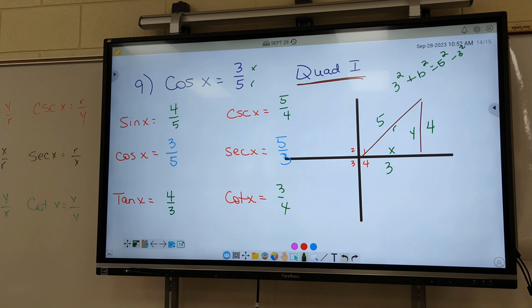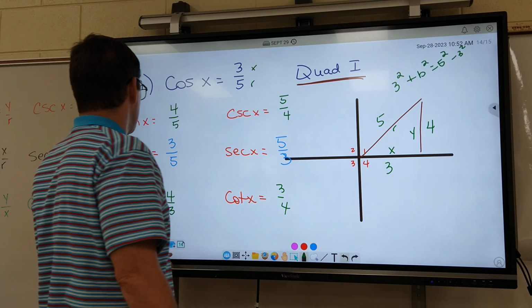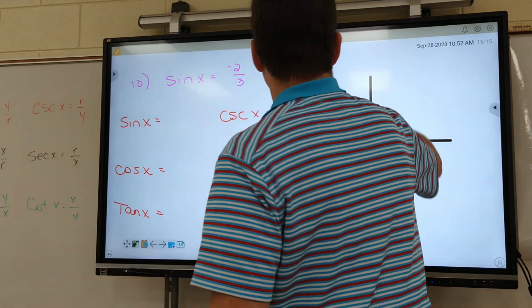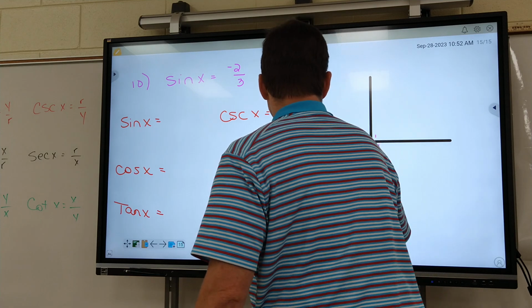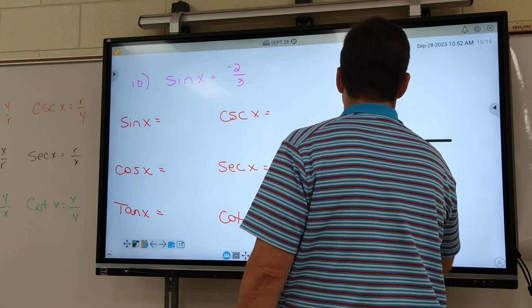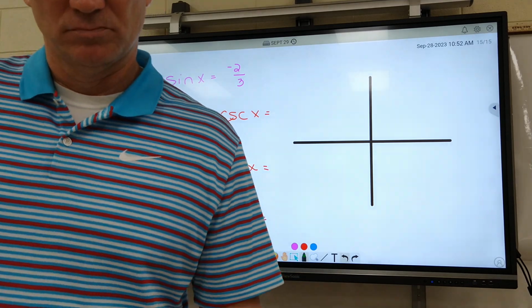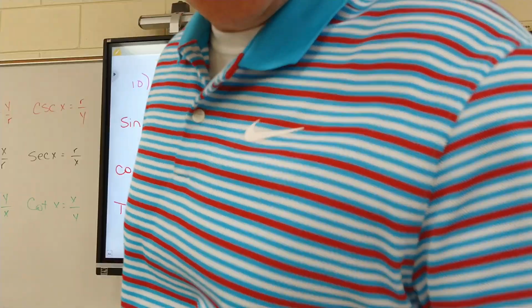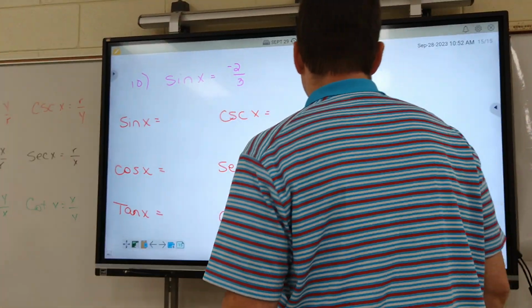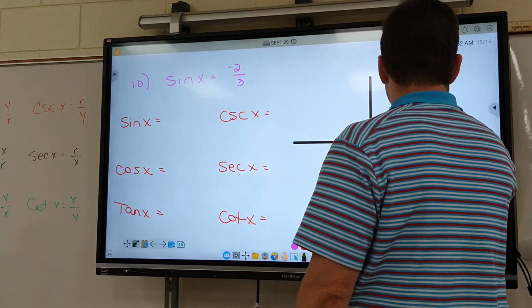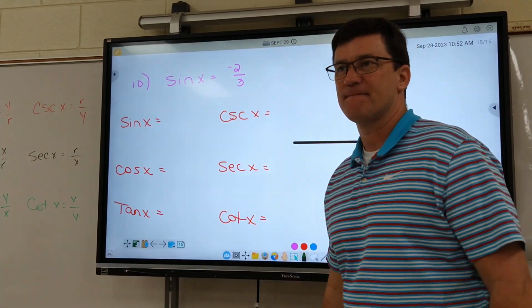Number 10's a little harder. It's got a negative. That's where we're going to have to use our triangle. All right, any question on 9? All right, last one I need to show you is number 10. Draw a coordinate plane. All right, where does the triangle go? It says put the triangle in quadrant 4. So you guys need to sketch a triangle right there.